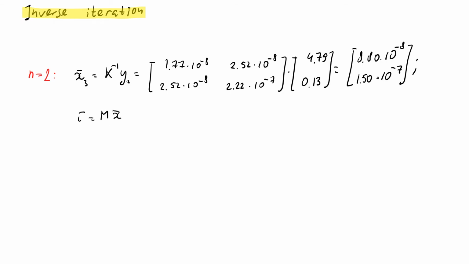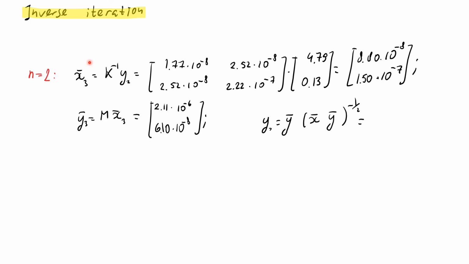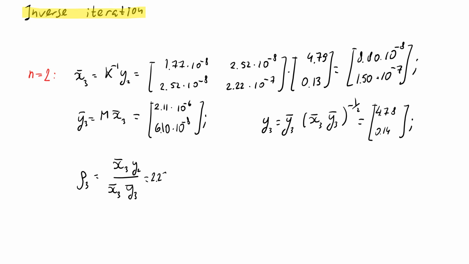Then we plug the x bar 3 here to update the y bar 3, and we can then rescale our y vector. So now, given x bar 3, y bar 3, we can find the row 3 using the Rayleigh quotient, and then use it to check for the convergence. So plug our row 3 here, and row 2 is the row which we found in the previous step, in the first time step.